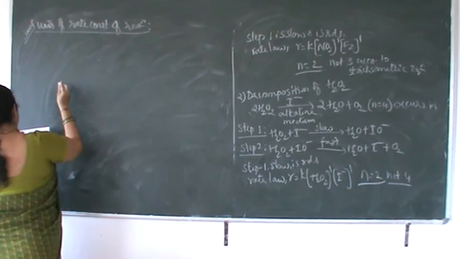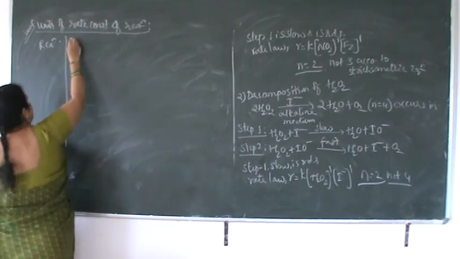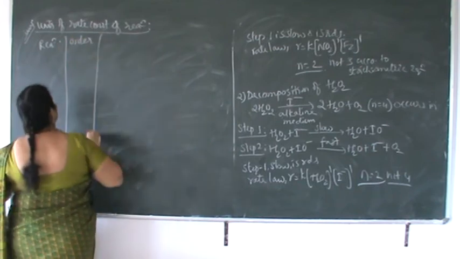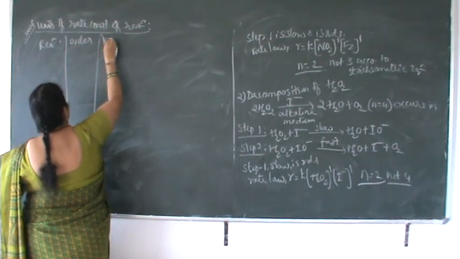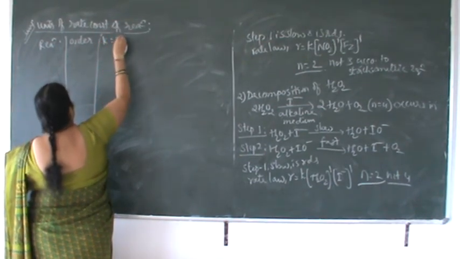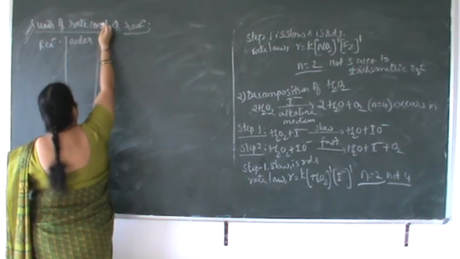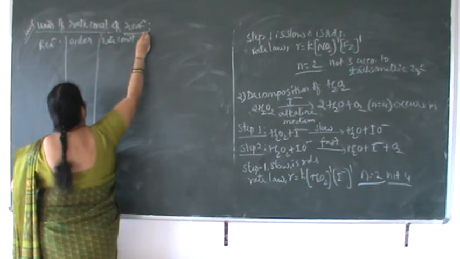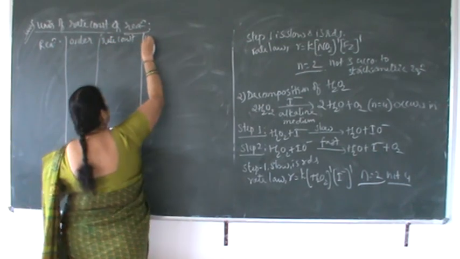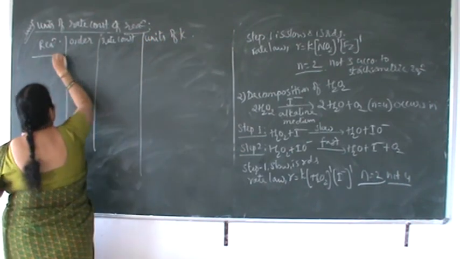Make 4 columns. The first column is of reaction. The second column is of order. The third column is the rate, and the rate constant K is equal to rate divided by concentration, the relation for rate constant. How to relate the rate constant to the rate? That expression. The last column is units of K. Okay. So make 4 columns.